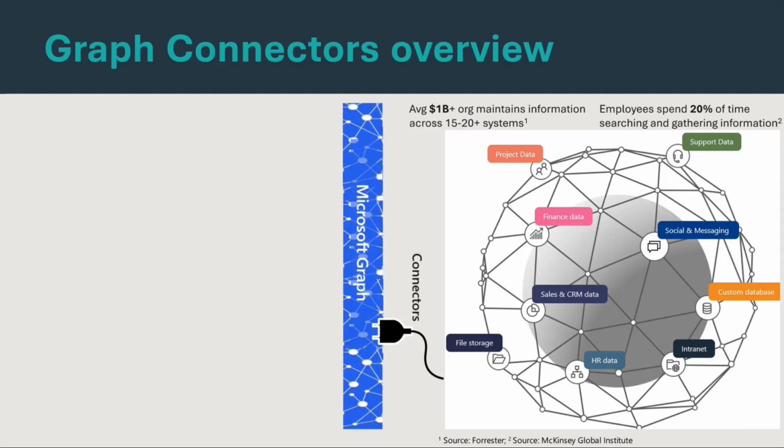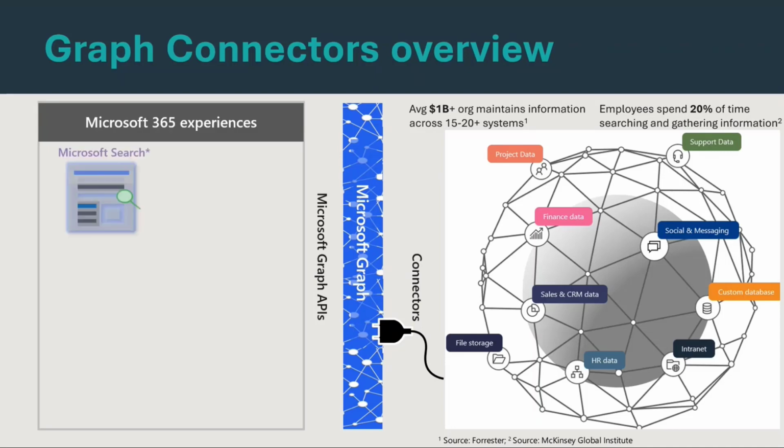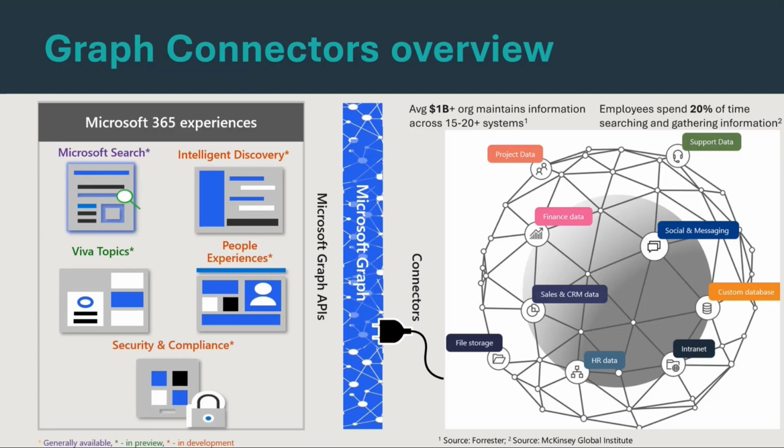So this is where graph connectors come into the picture. Using graph connectors, you can bring in the content of all these data sources spread across your organization into Microsoft Graph, where your first-party content, the Microsoft content, already resides. And on top of this, you can build or leverage different experiences. The primary one we are talking about today is Microsoft Search. But apart from that, other experiences like Viva Topics, security and compliance, people experiences, recommendations, and feeds are also going to come in the future, and some of these are already in preview. If you would like to know more or talk about this with us, feel free to reach out and we can see how we can help you out.